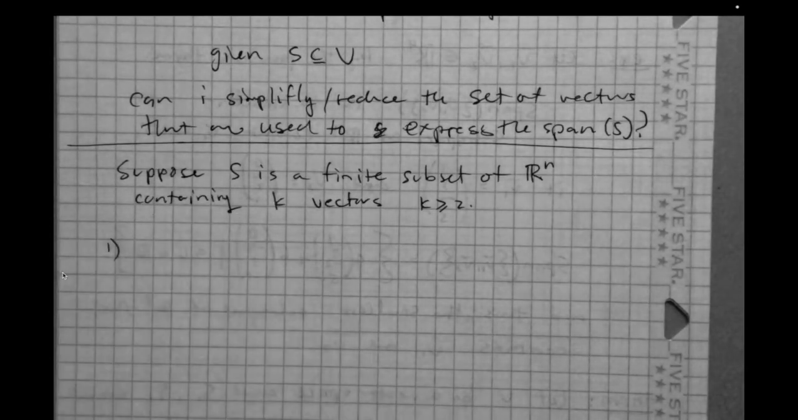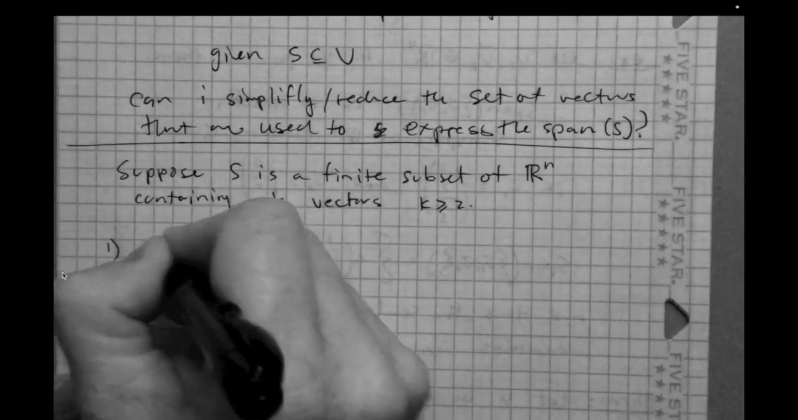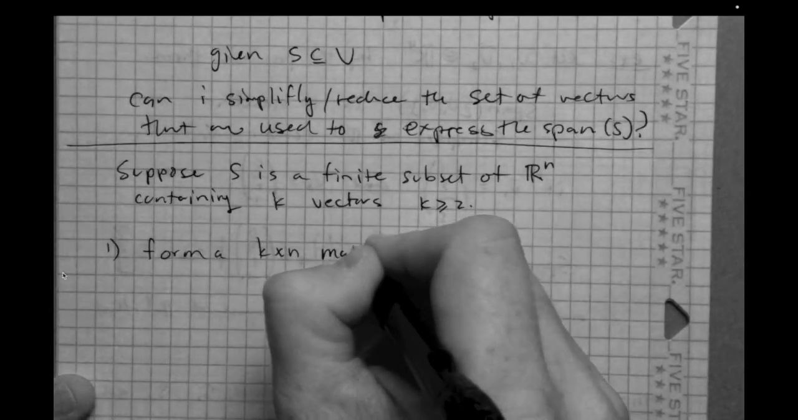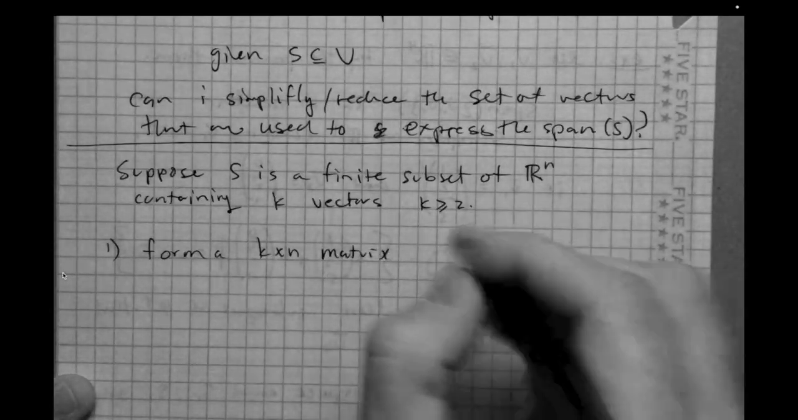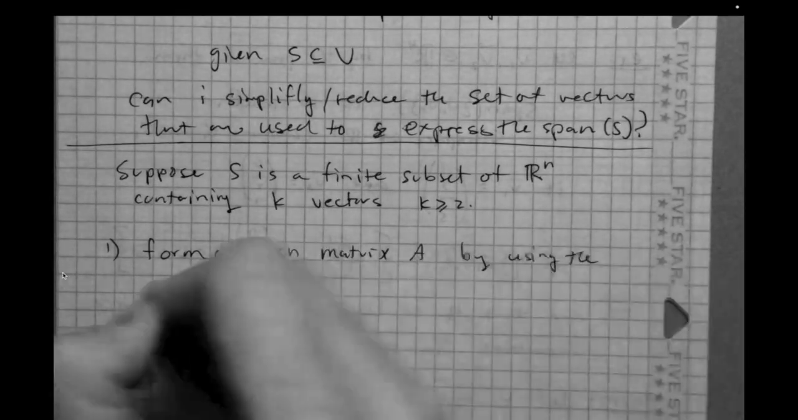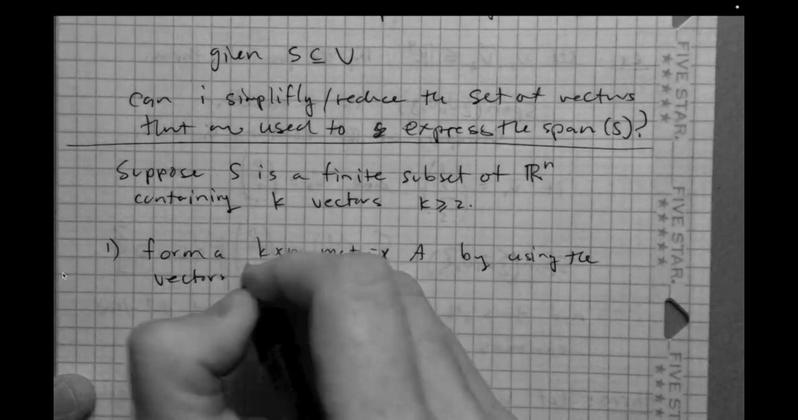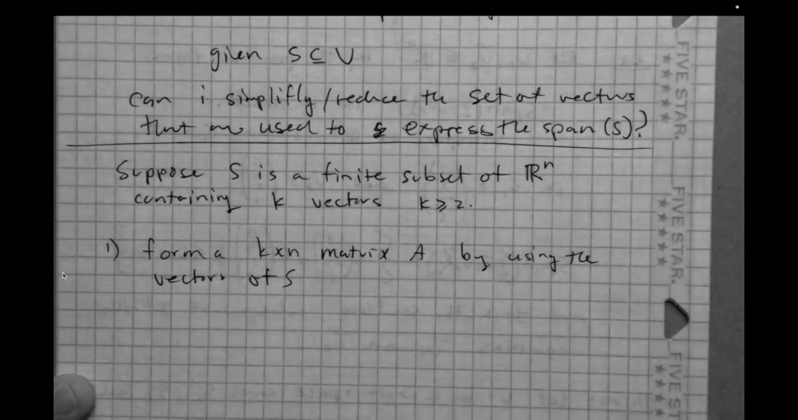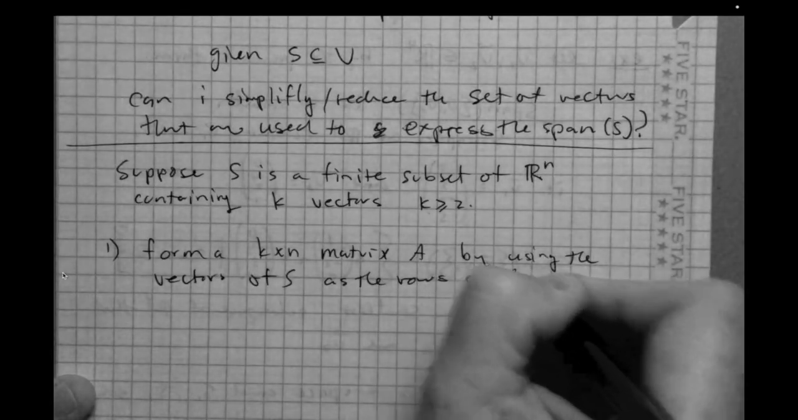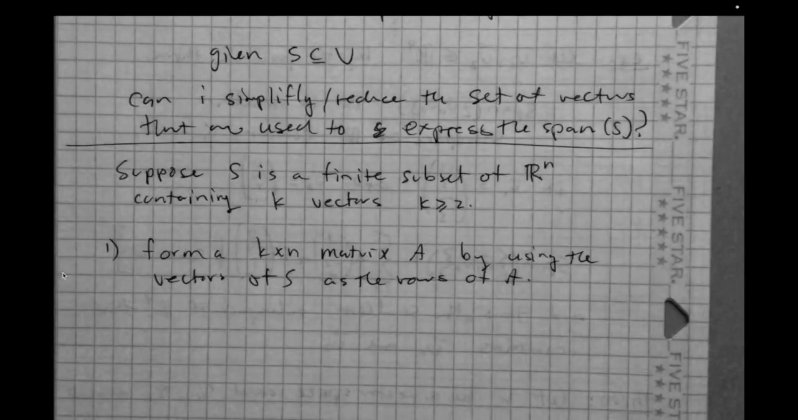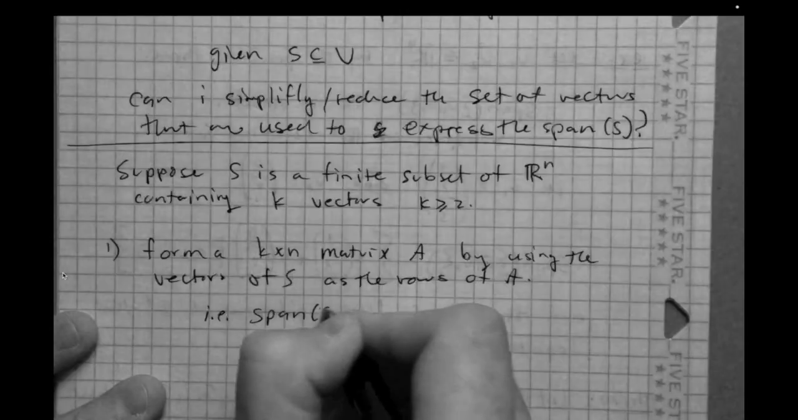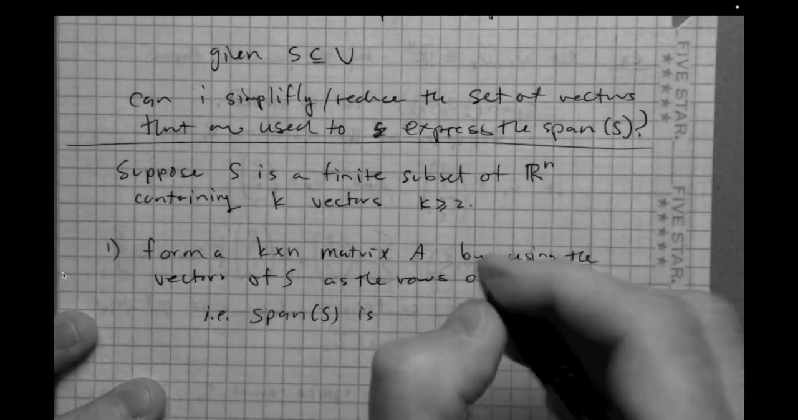So given S, a finite subset of Rn containing at least 2 vectors, the first thing we're going to do is form a k by n matrix A, by using the vectors of S as the rows of A. What does that mean? It just means that the span of S is the row space of A.